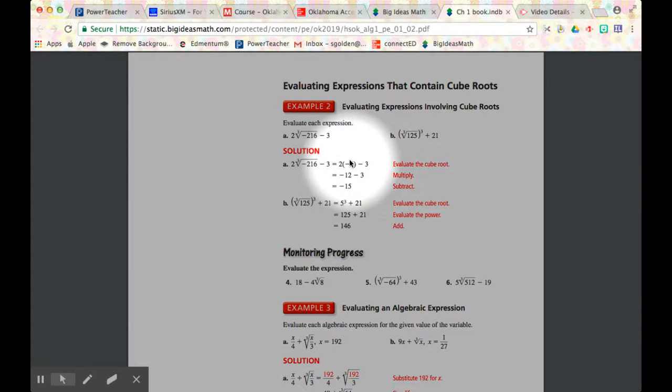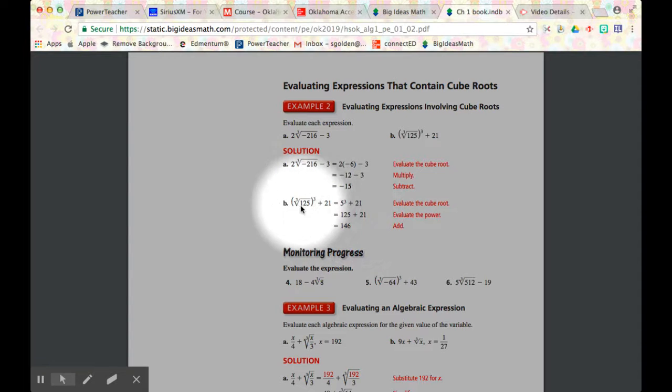So order of operations, we have to multiply next. 2 times negative 6 is negative 12, and then we still have minus 3. So negative 12 minus 3 more is negative 15. So then on problem B, we have the cube root of 125 all raised to the 3rd power plus 21. Okay, so again, we can do cube root first because parentheses, then exponents. The cube root of 125 is 5. So here we have 5 to the 3rd power plus 21. So we have to do that exponent. 5 to the 3rd power is 125. Plus 21 more is 146.